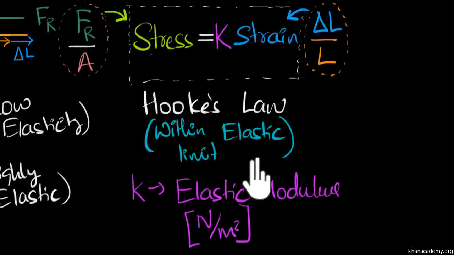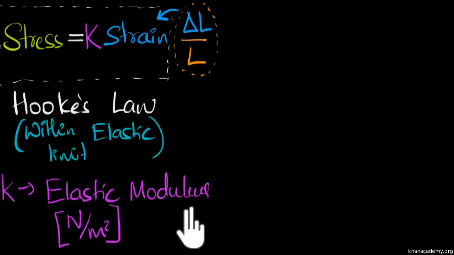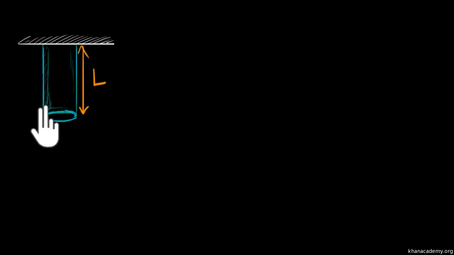And for whatever follows, please just remember Hooke's law, that stress is proportional to strain. All right. So the kind of stress and strain we're going to talk about, to understand that, let's look at an example. Imagine we have a cylindrical rod that is connected to a ceiling on one end, and it has a length L. Now what we can do to this rod is we can start pulling on it.